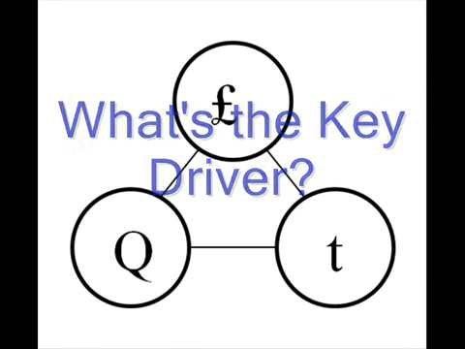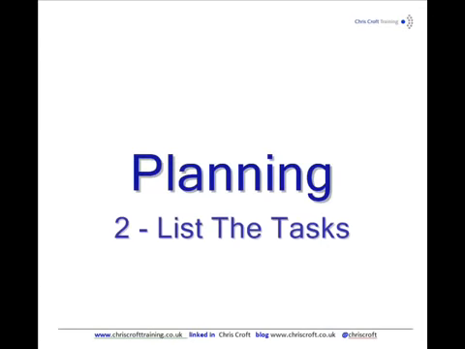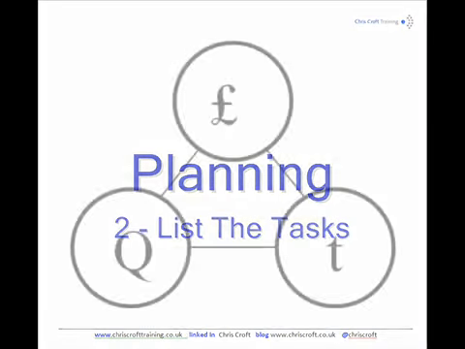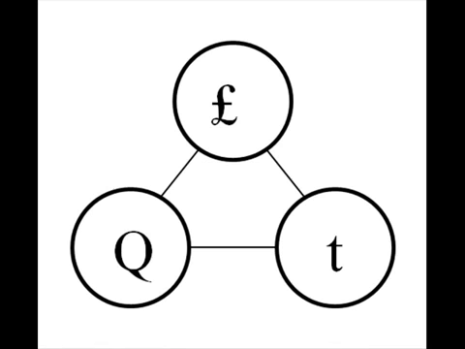Okay, then step 2, the planning begins. List the tasks. Make sure you don't miss any tasks, because that will really mess up the cost, quality, and time. So think carefully about listing the tasks, probably in 3 different ways.